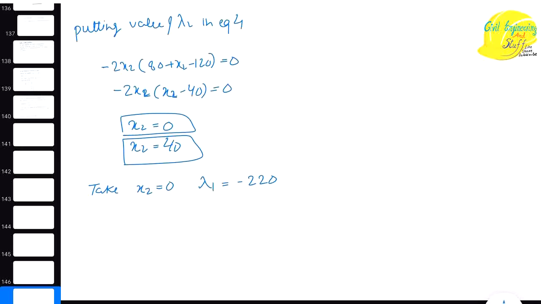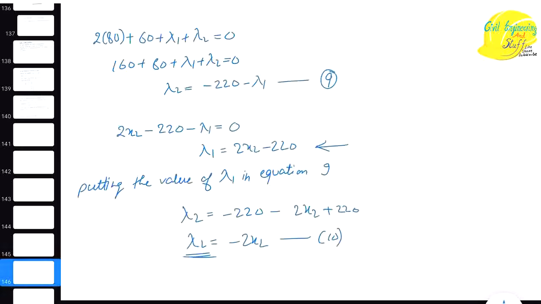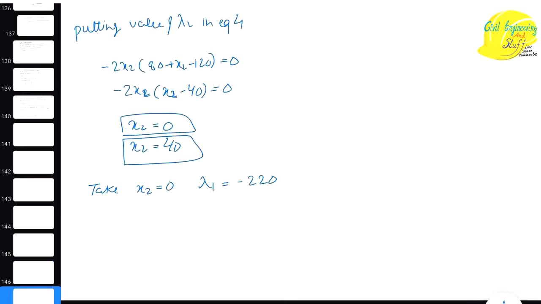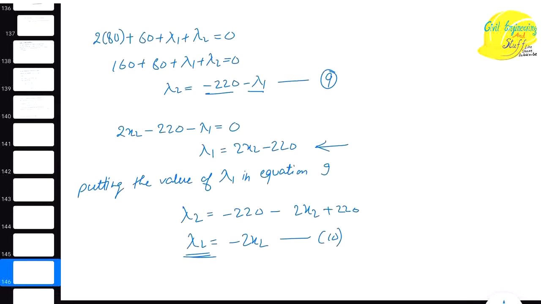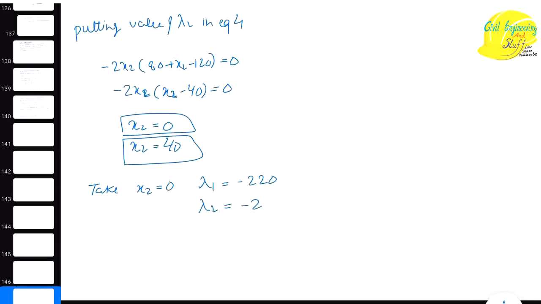Okay, and through this the value of lambda 2 will be minus 220 minus of minus 220. So our lambda 2 will be 0. The value of lambda 2 is minus 220 minus lambda 1, minus 220 minus 220. So this will be 0.